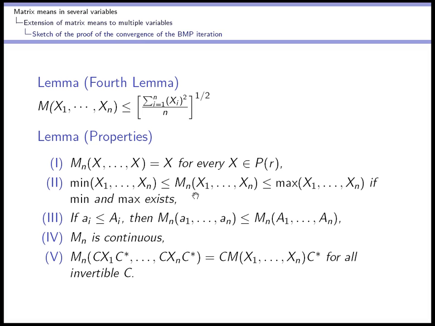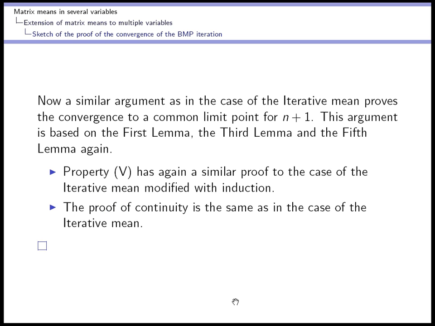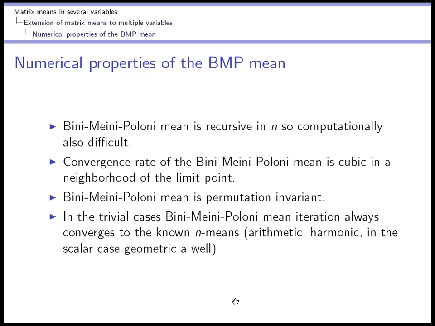Therefore, we have the idempotency, the in-betweenness, the monotonicity in its variables, the transformer equality, and continuity, again, as a consequence of the transformer equality and the monotonicity. Now, let us turn to the numerical properties of the BMP mean.